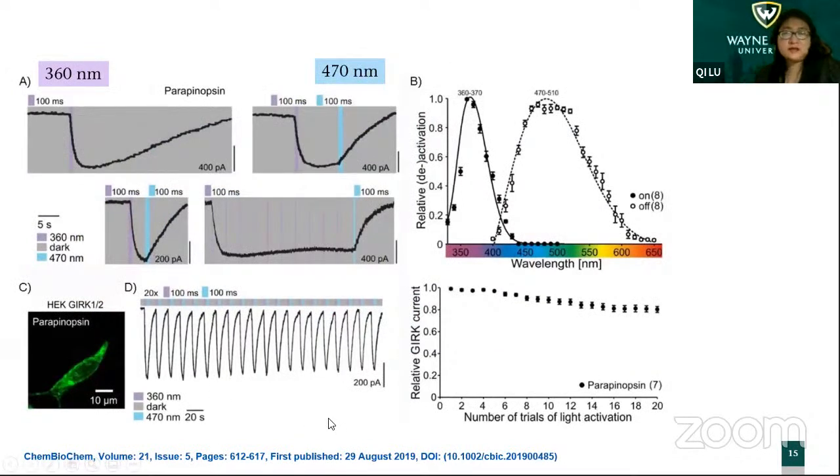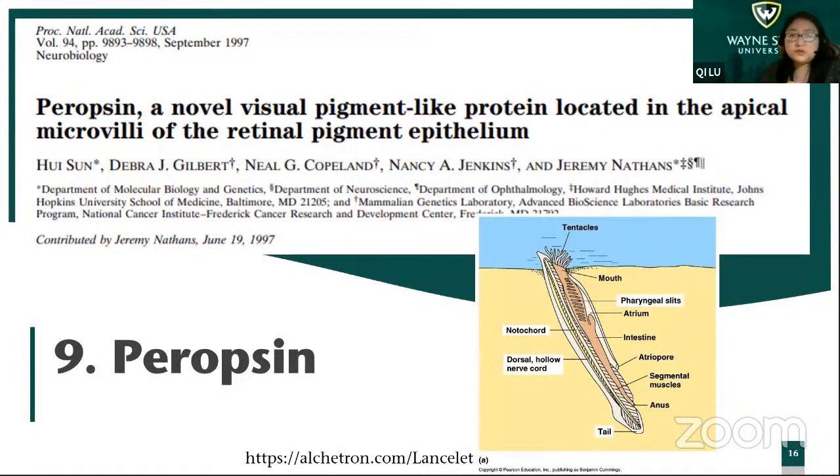So here it shows another experiment setting, showing that after shedding the UV light, it has a very long response, and this response can be stopped by shedding a blue light at 470 nanometers, and this will be shut down. So this is a very typical experiment setting to demonstrate that this is a bistable opsin. Then let's move on to take a look at the peropsin.